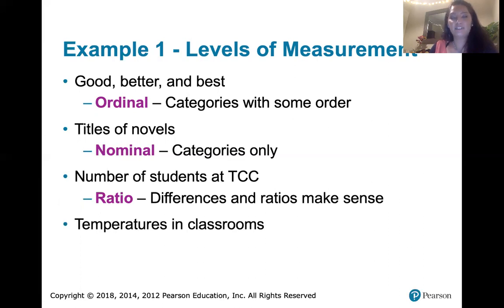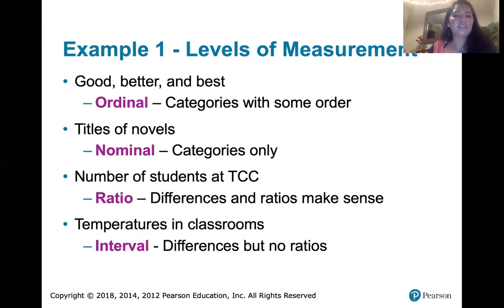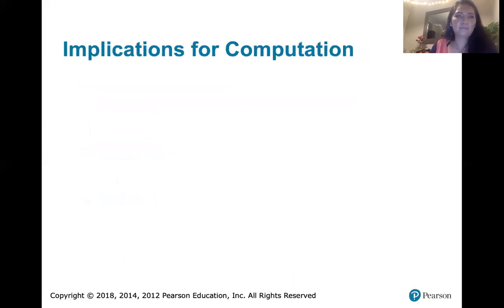And then temperatures in classrooms. Again, we talked about the fact that differences in temperature are meaningful, but something is not twice as hot or twice as cold as something else. So that's interval level of data. We can talk about differences, but ratios don't really make sense, even though temperature does have a natural zero, which is absolute zero.